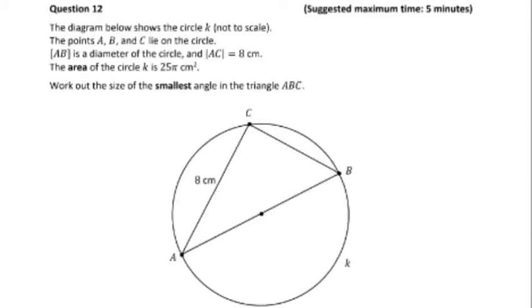Question 12. The diagram below shows a circle K and points A, B and C are on the circle. So AB is the diameter, and we're given some information here. AC is 8 centimeters and the area of the circle is 25 pi centimeters squared. So we have the area, so that will help us to get the radius or the diameter. So work out the smallest angle in triangle ABC.